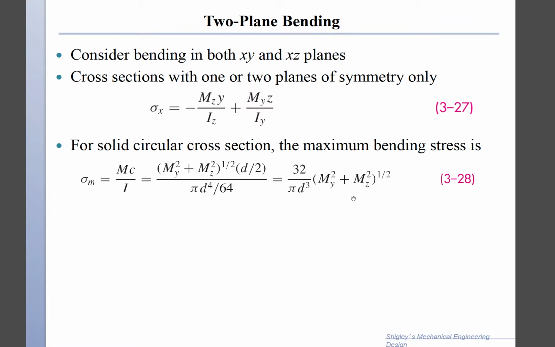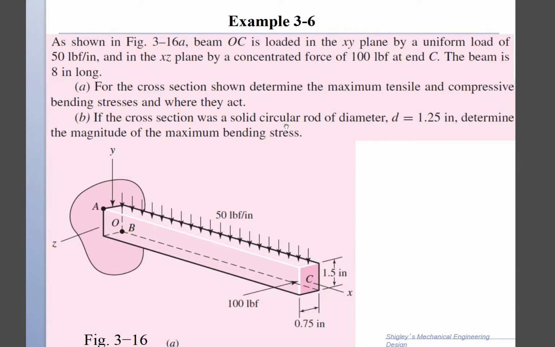in two different directions. But in general, if you have a cross section that is like a T or an angle or a rectangular cross section, then we use equation 327. So let's apply it here.